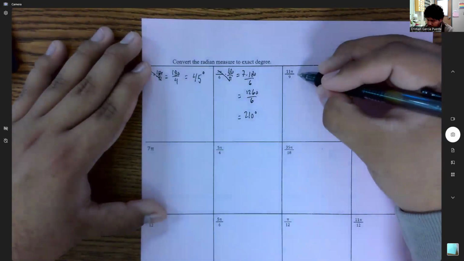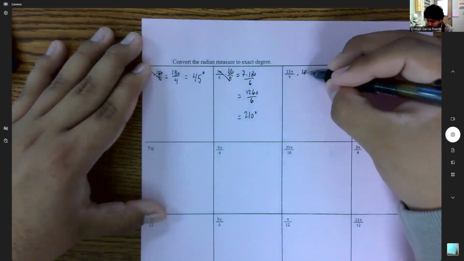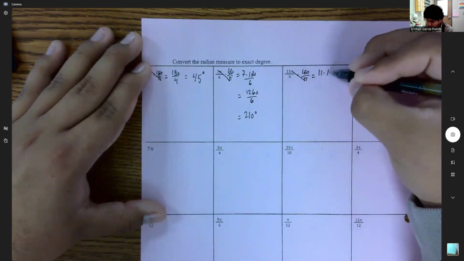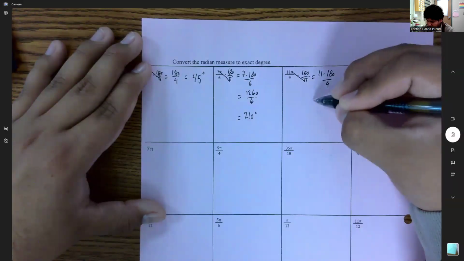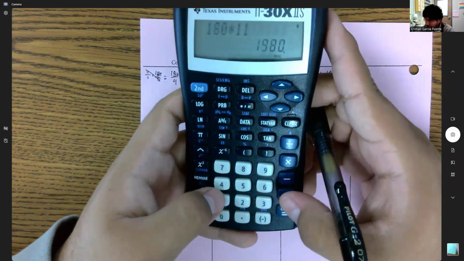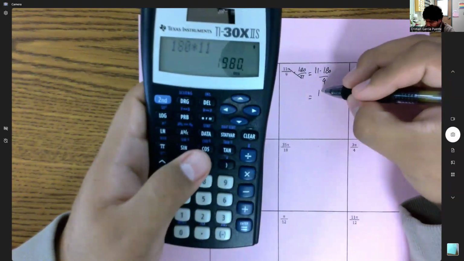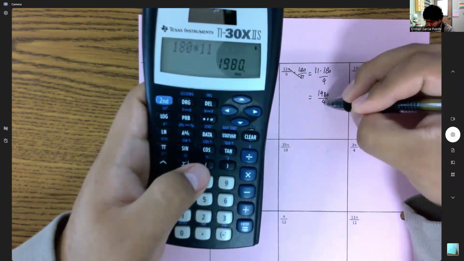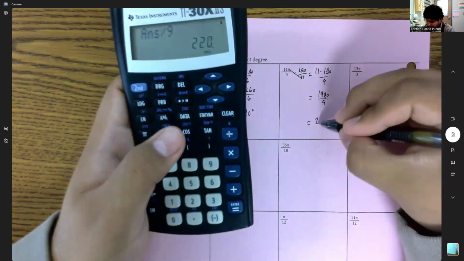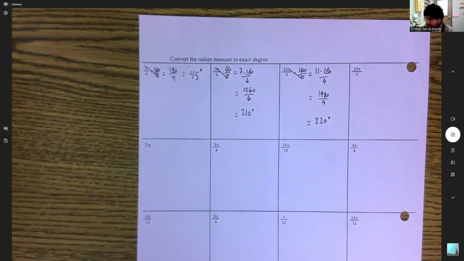Now we're going to do the same thing on this one. Multiply by 180 over pi. Pi's cancel. You're left with 11 times 180 all over 9. 11 times 180 gives you 1980, all over 9 gives you 220. So your answer is going to be 220 degrees.